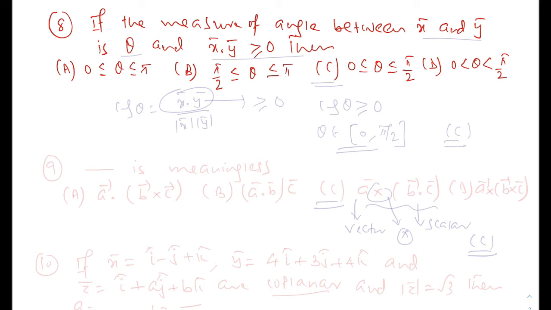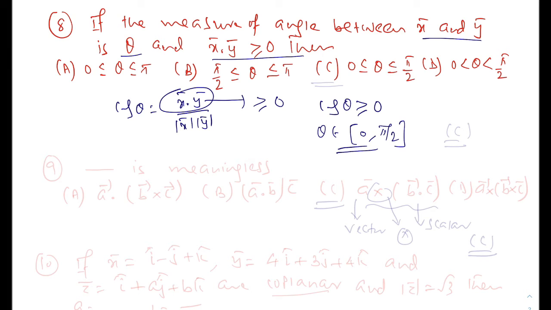Now see, here the measure of angle between x bar and y bar is theta, and x bar dot y bar is positive, greater than or equal to 0, not negative. Now cosine theta, we know, is x dot y upon magnitude x, magnitude y. But because this is greater than or equal to 0, cosine theta is greater than or equal to 0. And that means theta is in the interval 0 to pi by 2, first quadrant. So answer is option C.